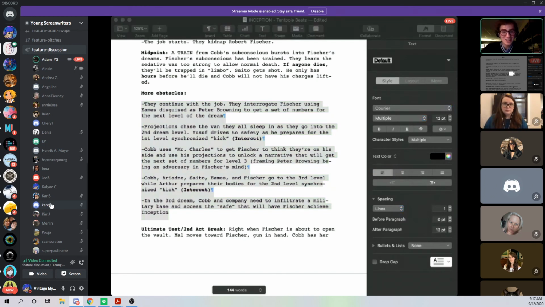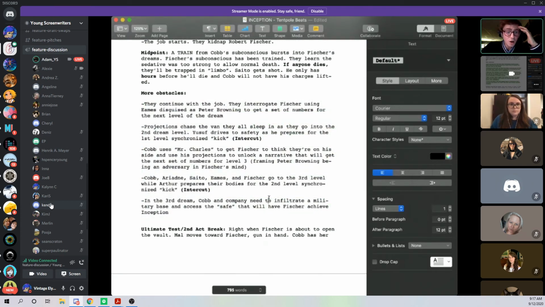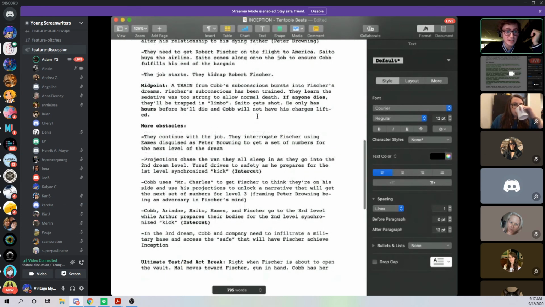I would argue that Act 2 is the good stuff that you see in movie trailers. It's the reason people want to see the movie. It's the dream heist shenanigans. It's them trying to get Robert Fisher on their side by tricking him into thinking that they're parts of his subconscious. It's them going multiple levels into the dream, trying to synchronize the kicks. It's just great obstacles that are really exciting and well done, all with these newly established stakes from the midpoint.